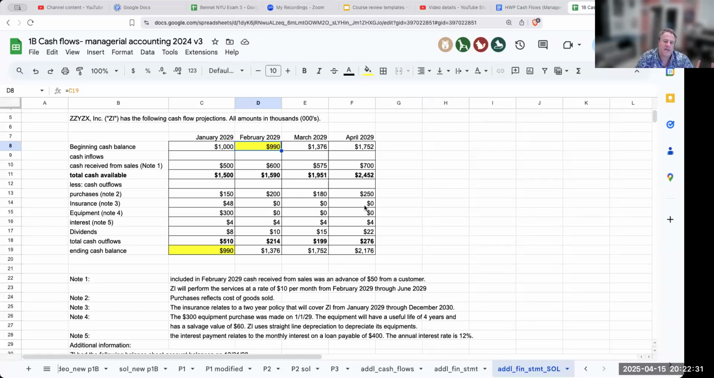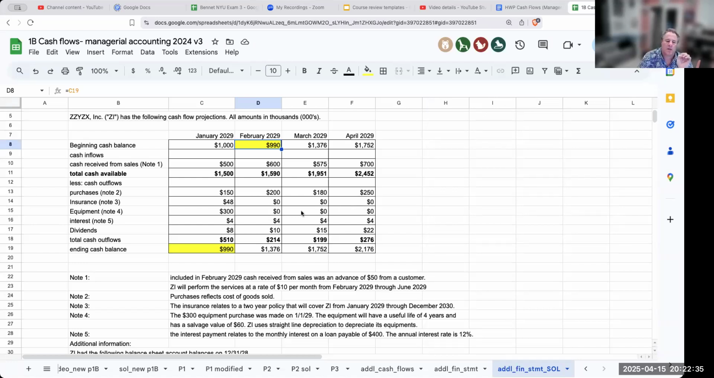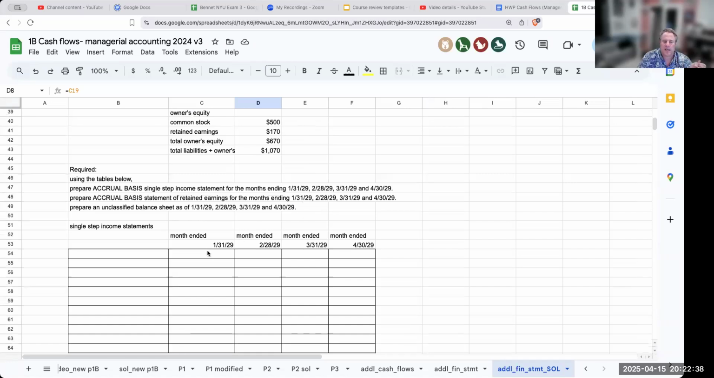So what we're being asked to do is to take this information and create an income statement. Now, notice here, this is not a multi-step income statement. A single-step income statement refers to revenues less expenses, gives me net income.